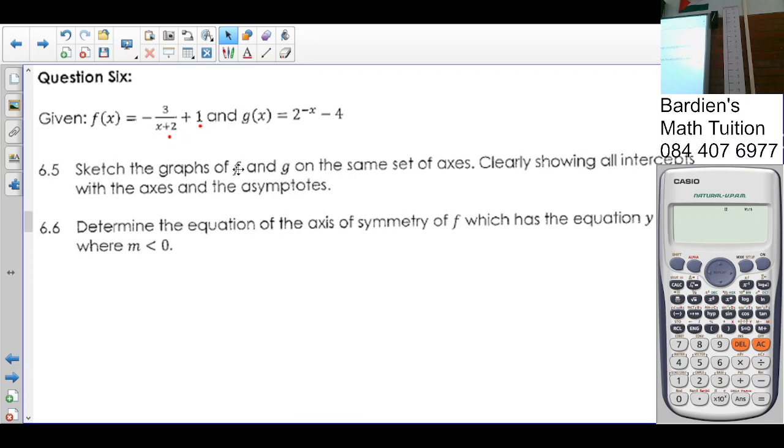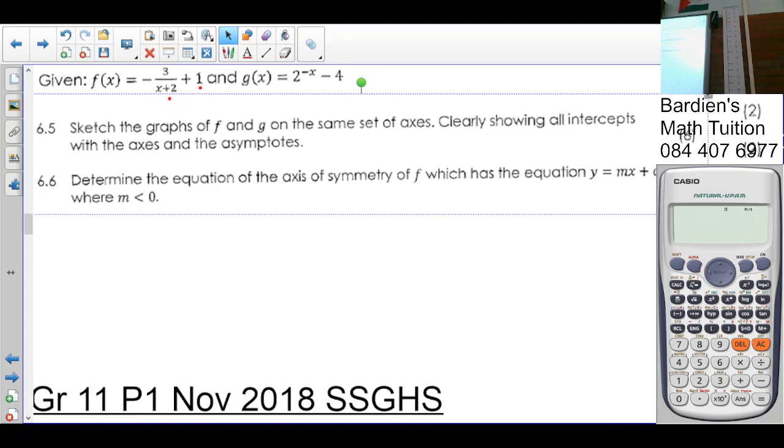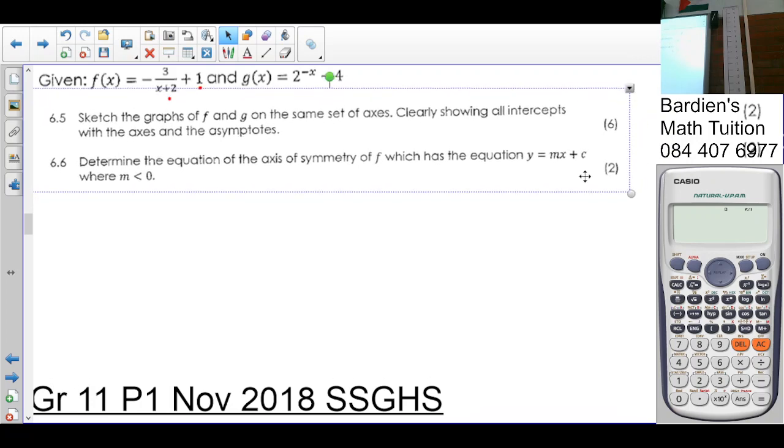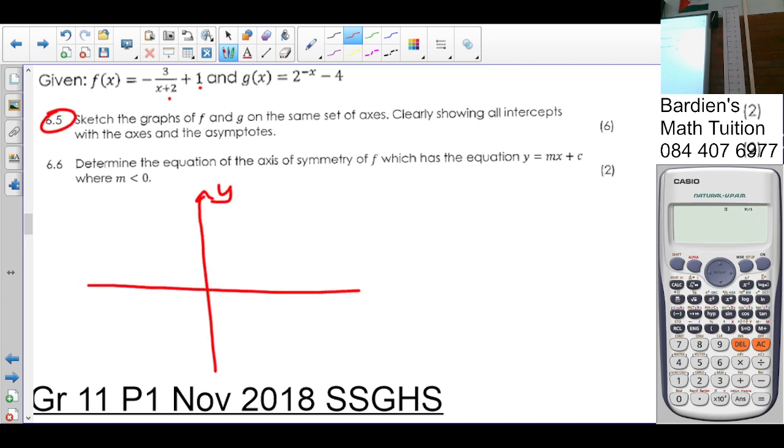Here we are told to sketch the graphs of f and g on the same set of axes, clearly showing all intercepts with the axes and the asymptotes. Okay, so let's look at f of x first. Remember we had two asymptotes here, the horizontal and the vertical asymptote. That is y is equal to 1, and we have x is equal to minus 2.